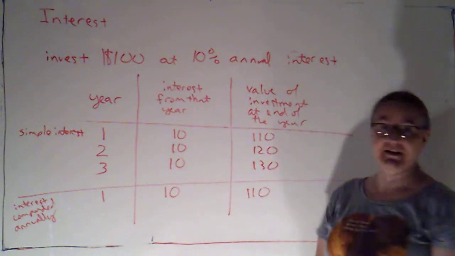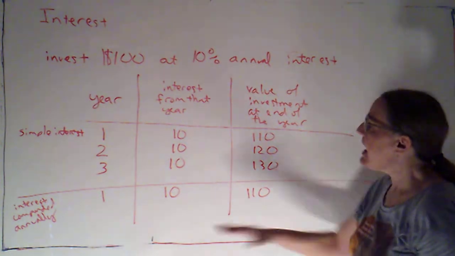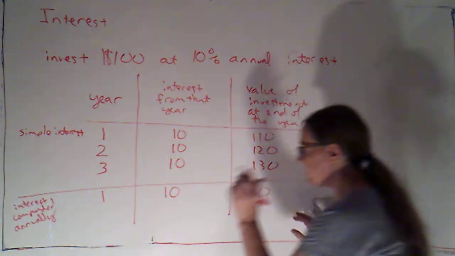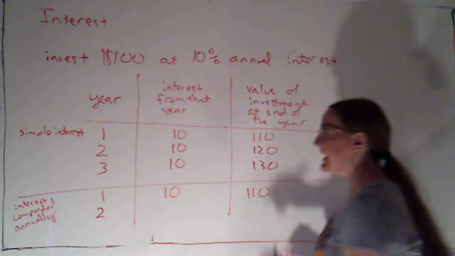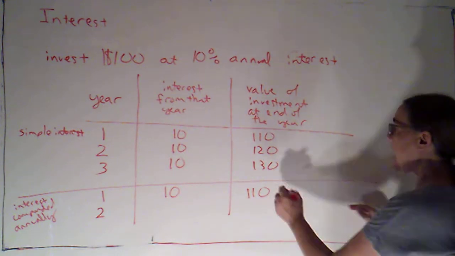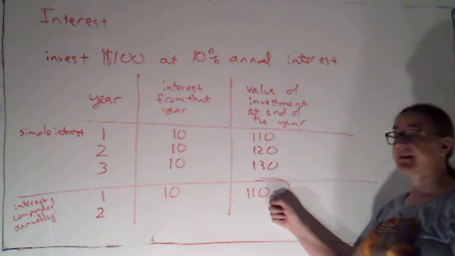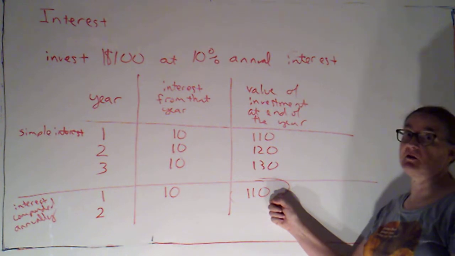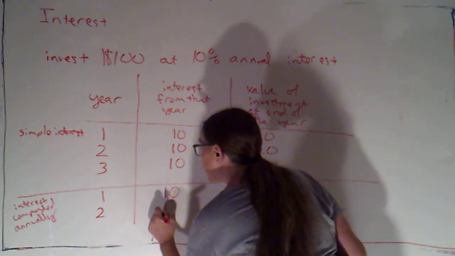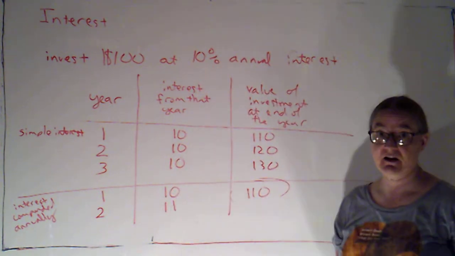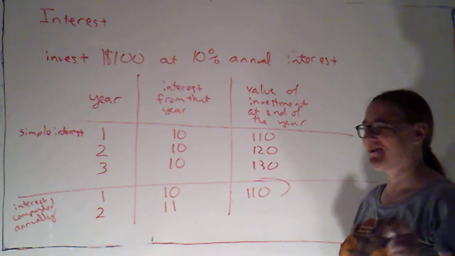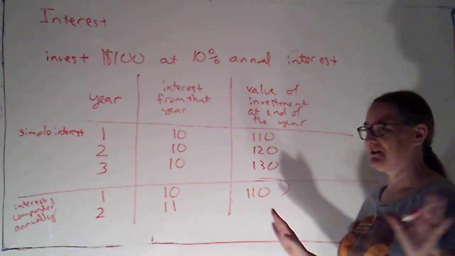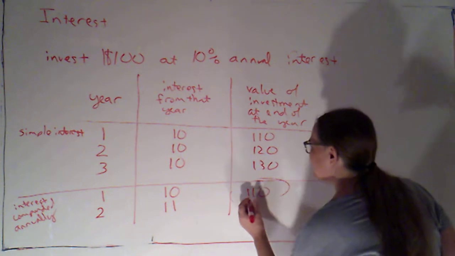And at the end of the third year, I'm going to get another $10 in interest, so I'm going to have $130. Okay, compound interest is going to be a little bit different, because at the end of the second year, I'm now earning 10% of my $110. So I'm going to be earning $11 of interest. Ooh, an extra dollar. I realize this seems insignificant. We'll talk about that in a moment.